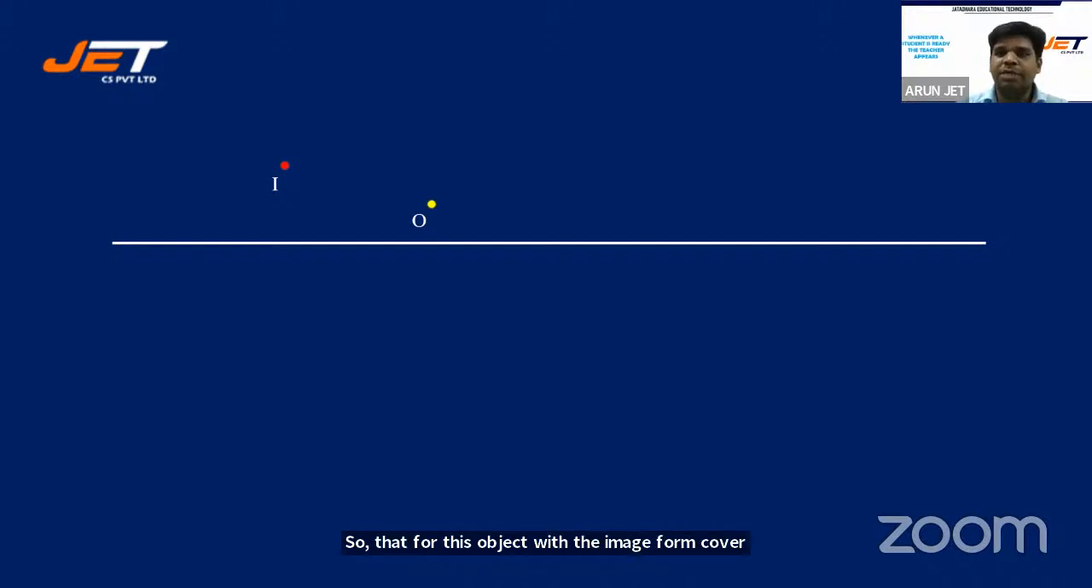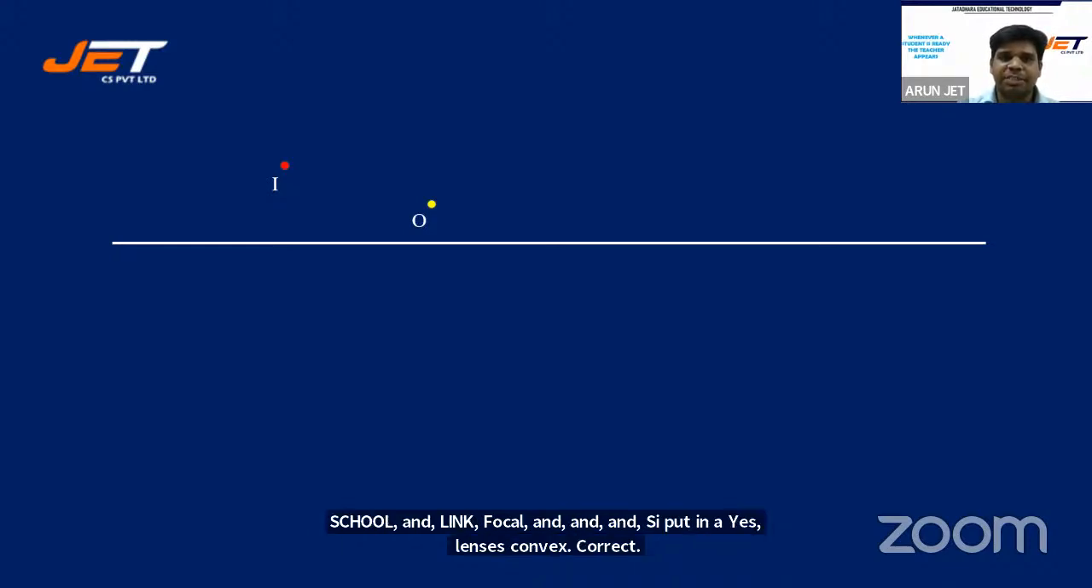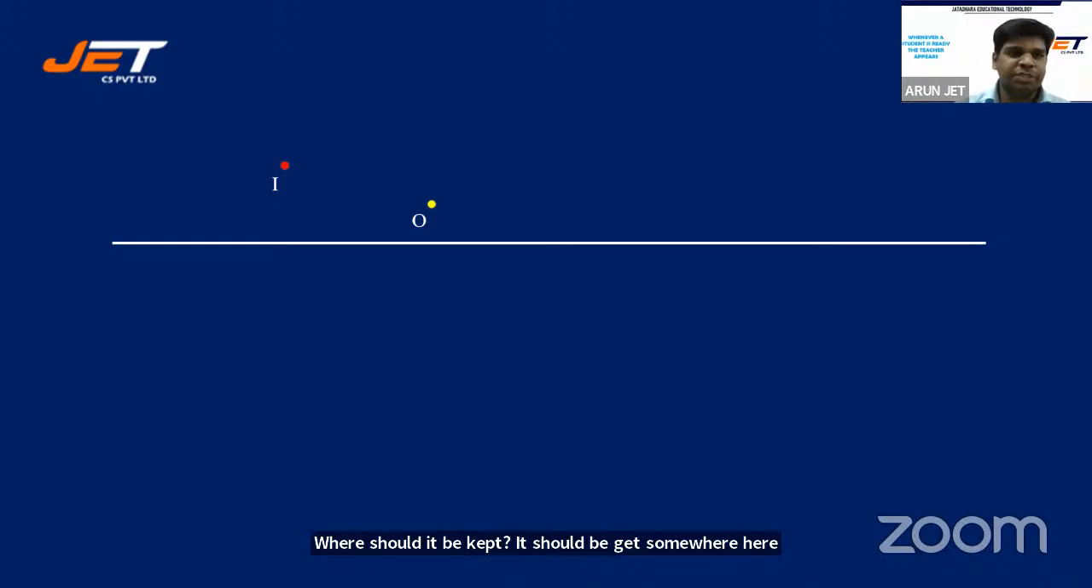That means we have to find the lens, the position of the lens, and the focal length of the lens. Usually we find the image. Yes, the lens is convex, correct. Where should it be kept? It should be kept somewhere here. Now let's see where precisely. Students, I will go with the procedure. Follow the thought process. The next one you do, we will do it together.